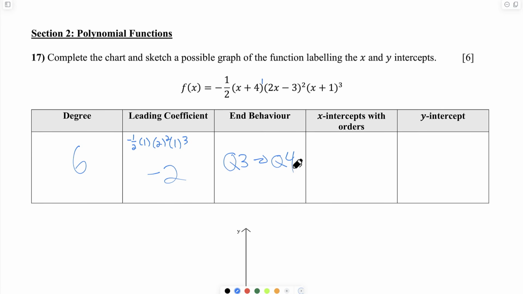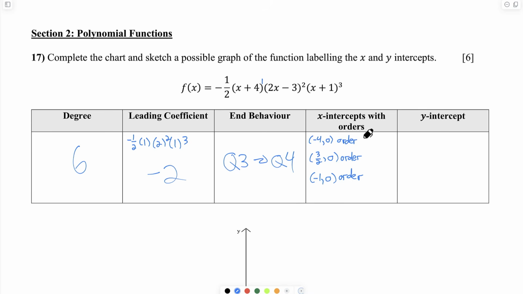X-intercepts. Well, because this is in factored form, I just have to look at what would make any of those factors be 0. X plus 4 would be 0 if x was -4. 2x minus 3 would be 0 if x was 3 over 2. And x plus 1 would be 0 if x was -1. So let me write down those x-intercepts. And the question also wants me to state the order of each of these x-intercepts. To find the order, I just look at the exponent that is on the factor that created the x-intercept.